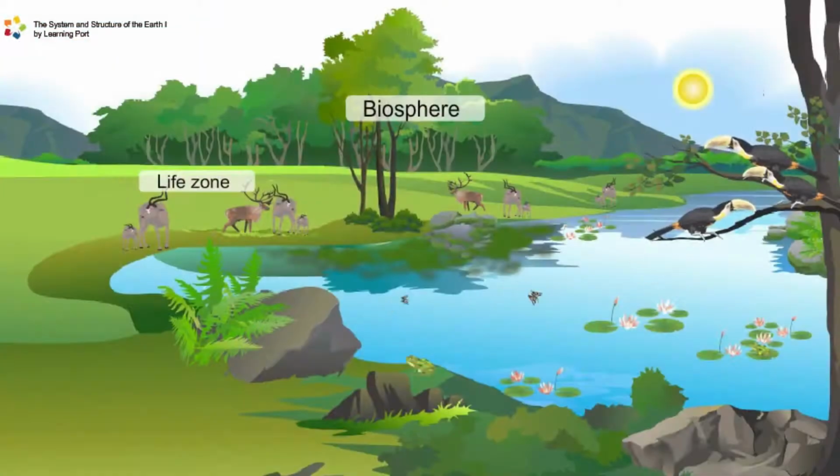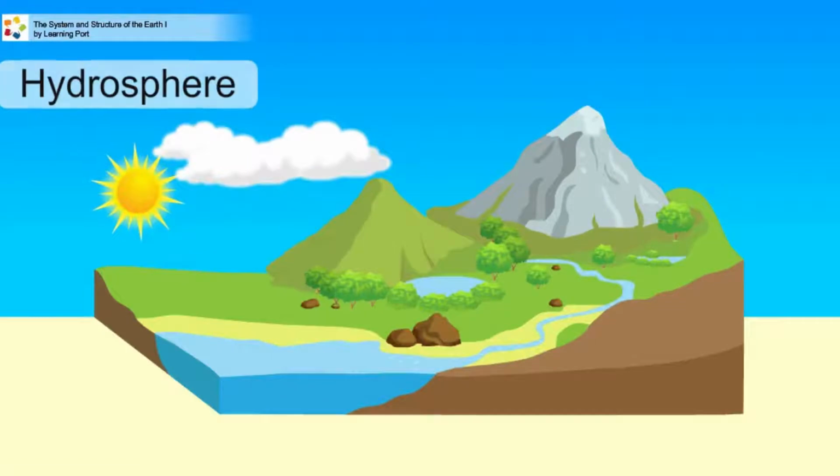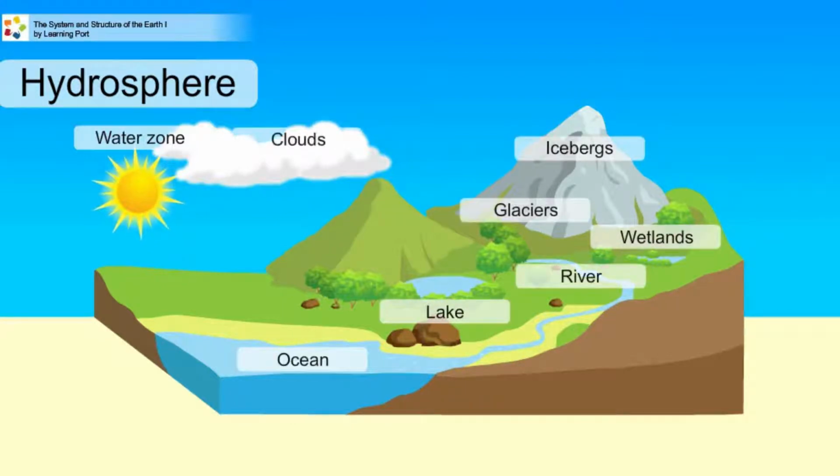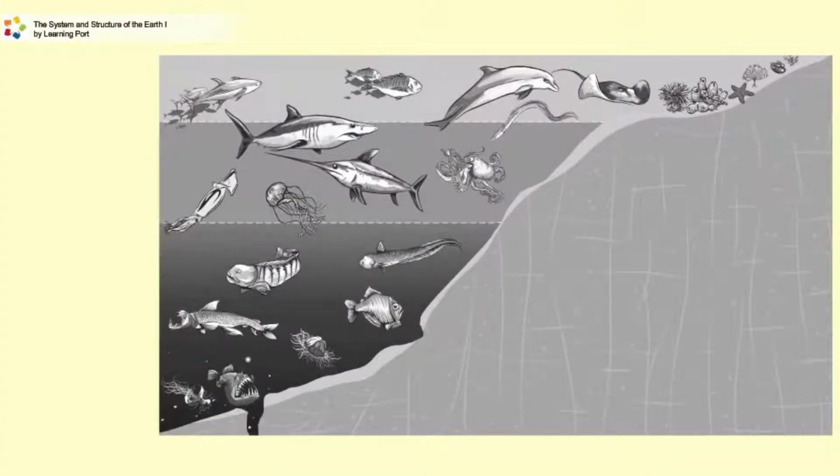The biosphere consists of a variety of life forms, such as humans, animals, plants, and microorganisms. The hydrosphere includes all the water on or near the Earth's surface: the oceans, lakes, rivers, wetlands, icebergs, glaciers, and clouds. The ocean can be divided into three zones.